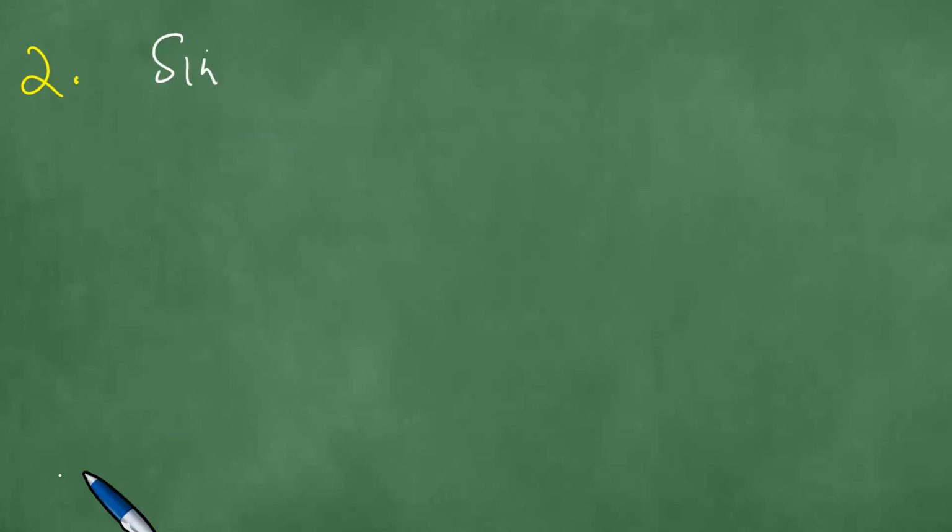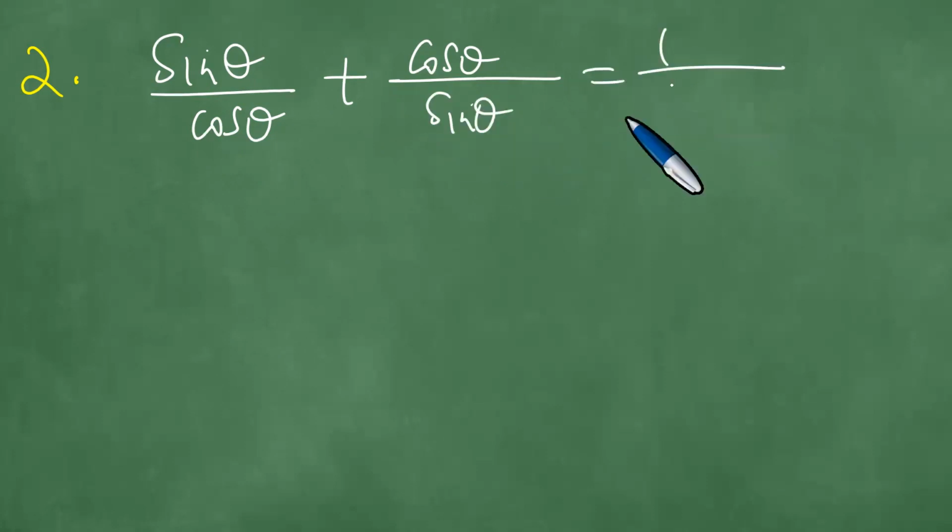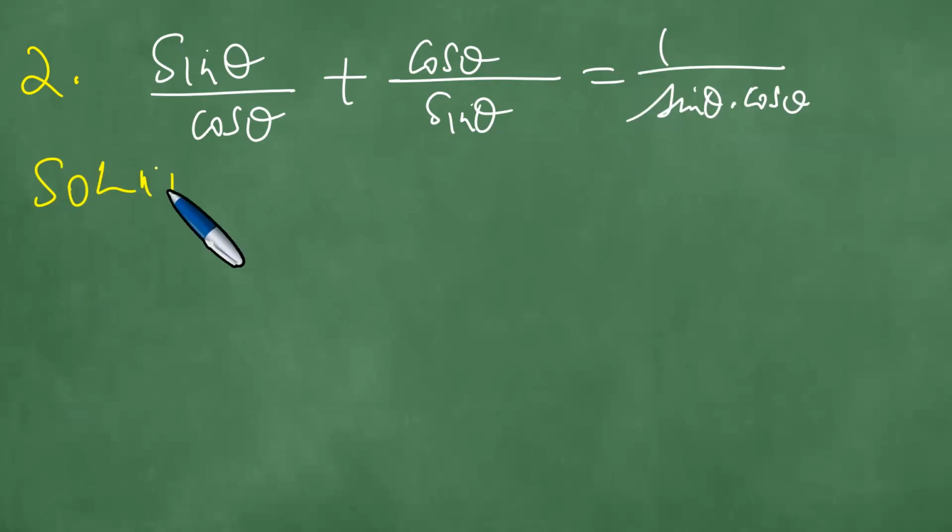So here, that's number 1. Number 2: sine theta over cosine theta plus cosine theta over sine theta equals 1 over sine theta cosine theta. Okay, we need to prove this, and we present a solution to this.